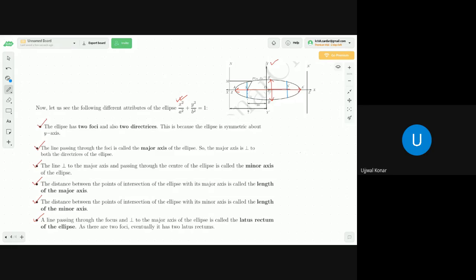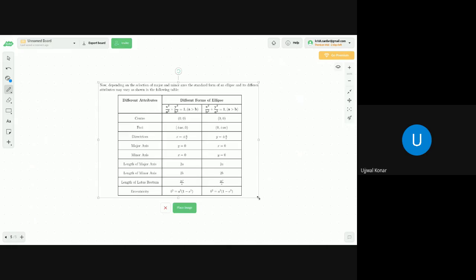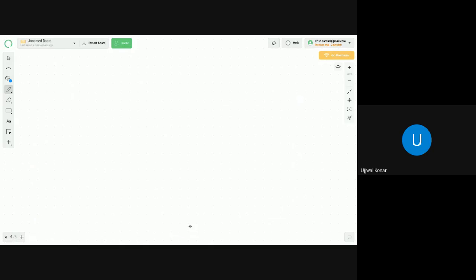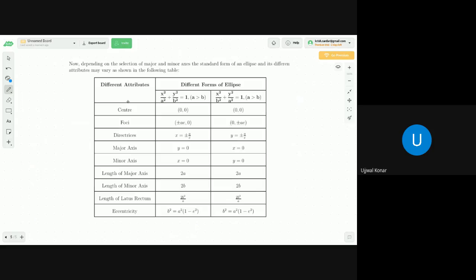You need to remember this diagram very well, dear students, and I'm going to show you in the next page. This table is very important, and if you remember this table, then 50% of the problem on ellipse is actually very clear to you. What is this, dear students? So let me read it out.